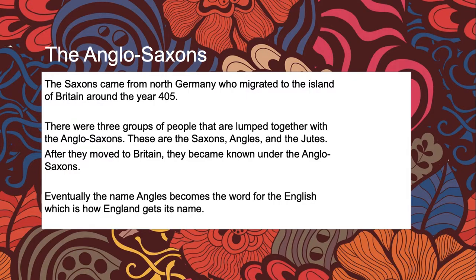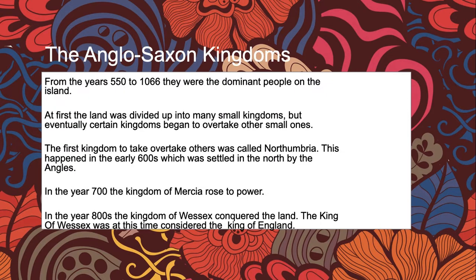There were 3 groups of people that are lumped together with the Anglo-Saxons. These are the Saxons, Angles, and the Jutes. After they moved to Britain, they became known as the Anglo-Saxons. Eventually, the name Angles became the word for the English, which is how England got its name.